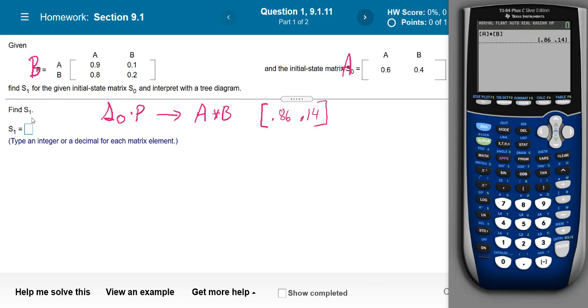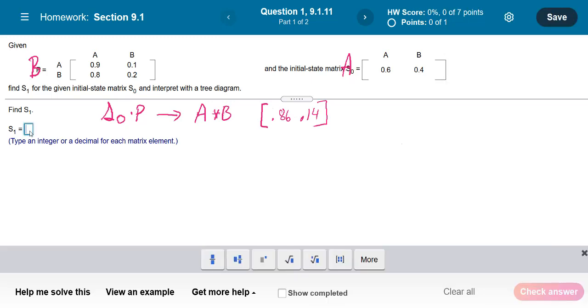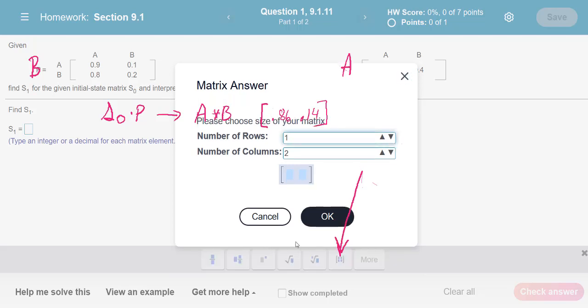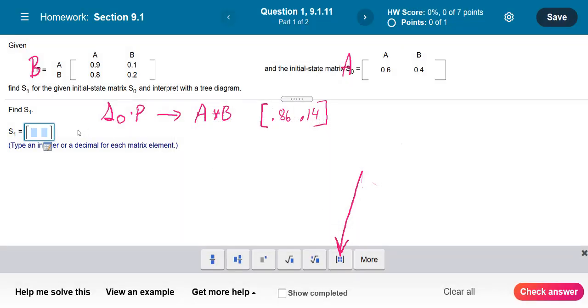And in the answer box, I need to enter a matrix. Down at the bottom, there's an icon for entering the matrix. So we will choose that. And again, we have to tell it the size of our matrix, similar to what we did on the calculator. Our matrix has 1 row and 2 columns, and we will enter the 2 numbers that we just found.